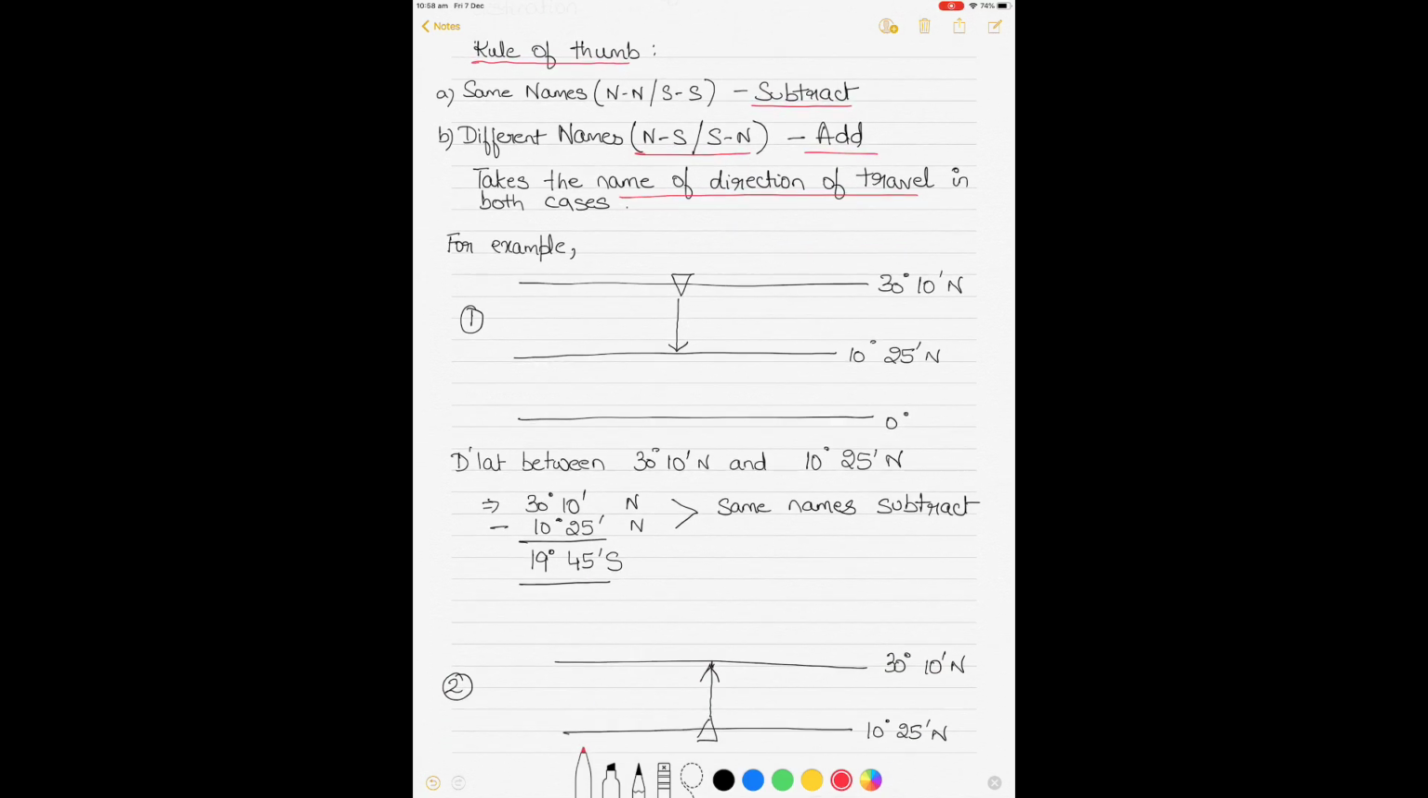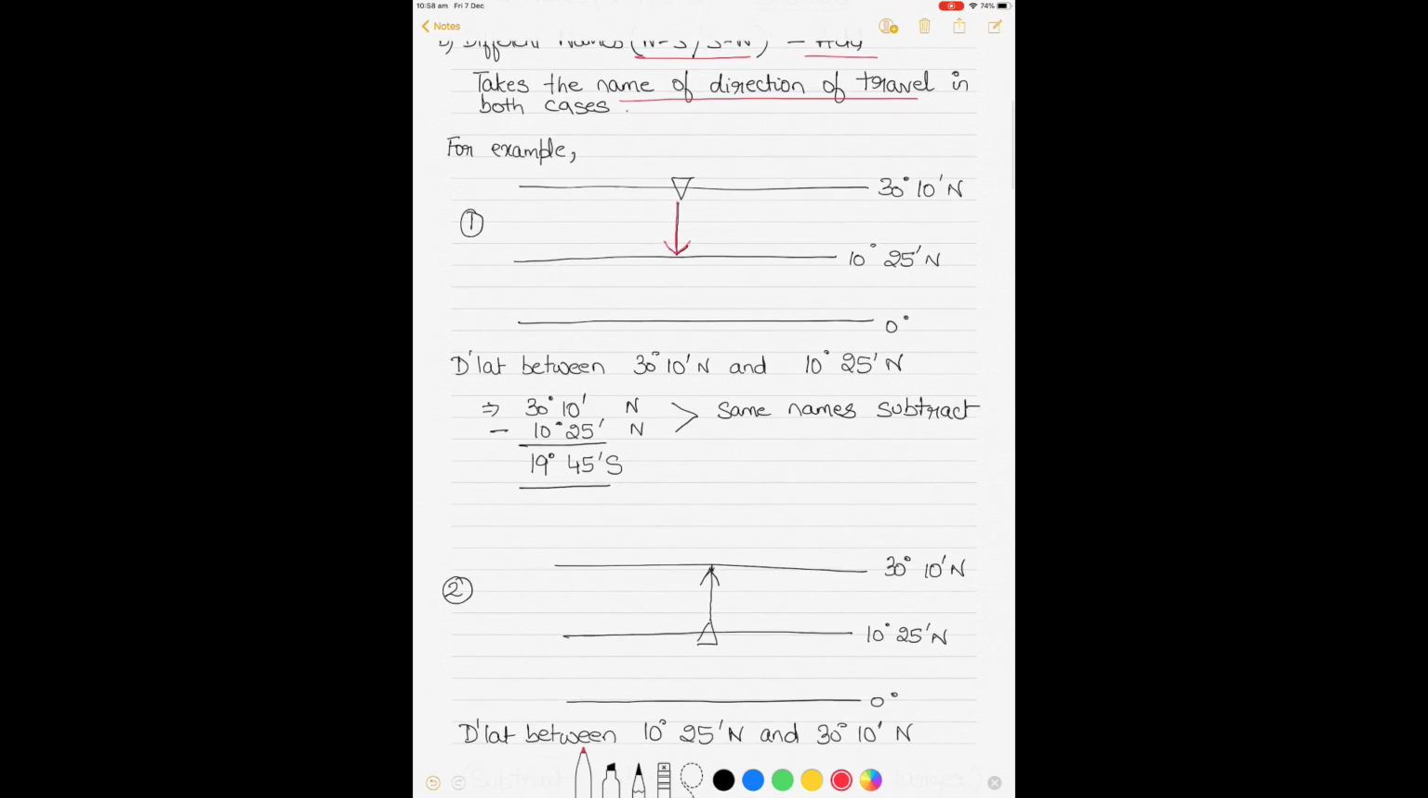In example 1, as you can see, the vessel is traveling from a latitude of 30 degrees 10 minutes north to a latitude of 10 degrees 25 minutes north. So the vessel is traveling in a southerly direction. To calculate the dlat, you can see they are both in the northern hemisphere, and as per the rule of thumb, if they are of the same names, then you subtract them. So here we subtract.